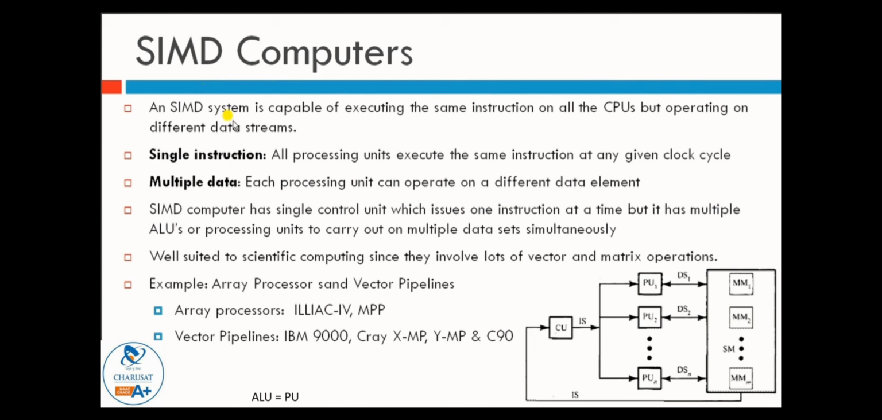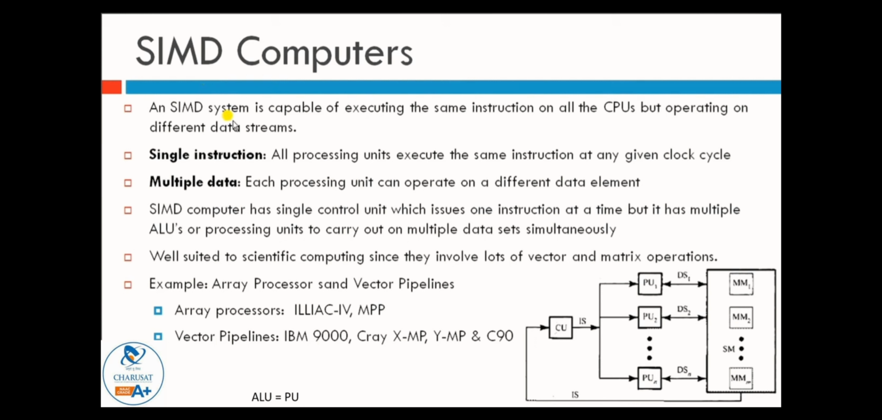Well suited to scientific computing since they involve lots of vector and matrix operations. Examples: array processor and vector pipelines. Array processors include ILLIAC IV and MPP. Vector pipelines include IBM 9000, Cray XMP, YMP, and C90.